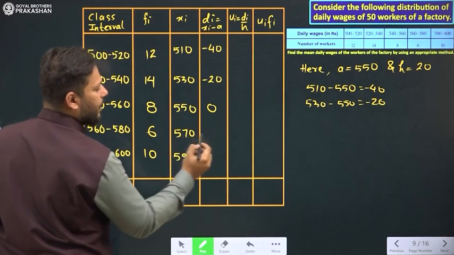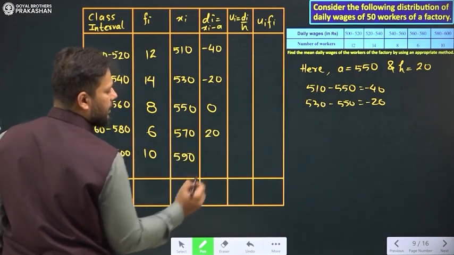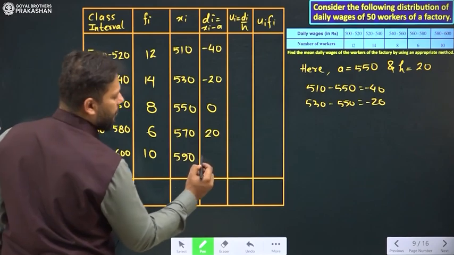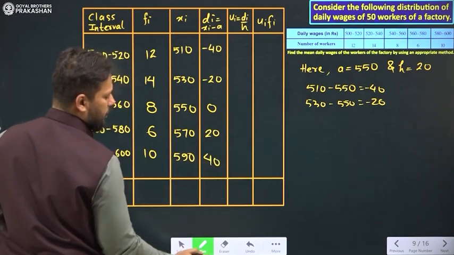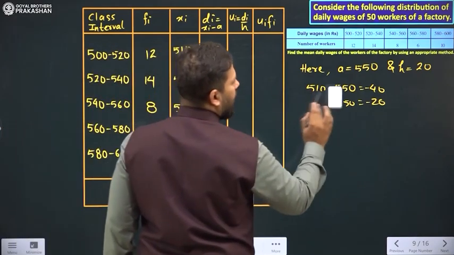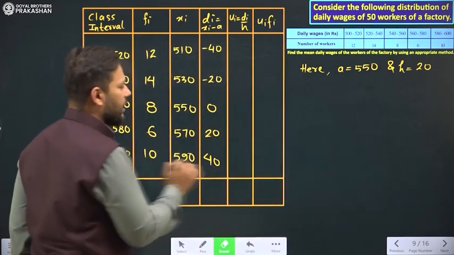Then 570 minus 550 will give us 20. And 590 minus 550 will give us 40. So we got all the di, all the required deviations.